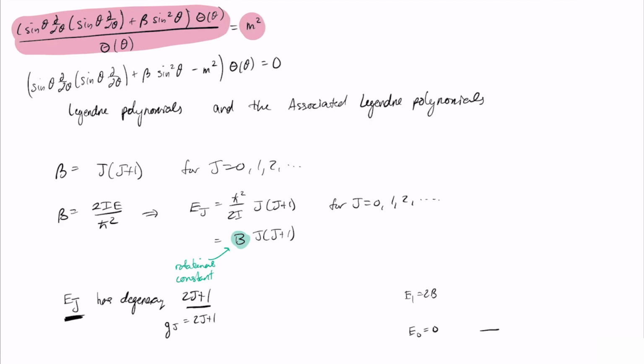So that means that at the energy 2B, you have 3 independent solutions. And if we go up to E2 now, if we plug in here, 2 times 2 plus 1 is 3 times 2 is 6, so we have 6B. And now we plug j equals 2 into g of j, and this will give us 5. So there are 5 linearly independent rotational states that all have the energy 6B.